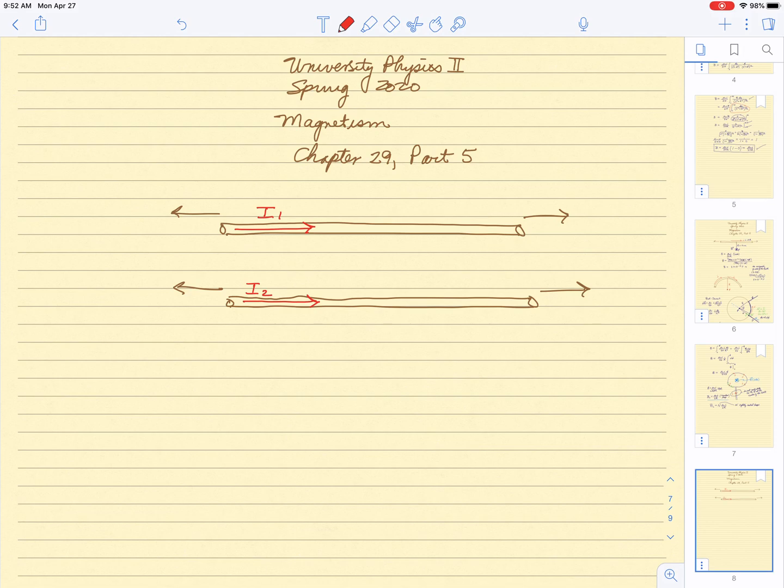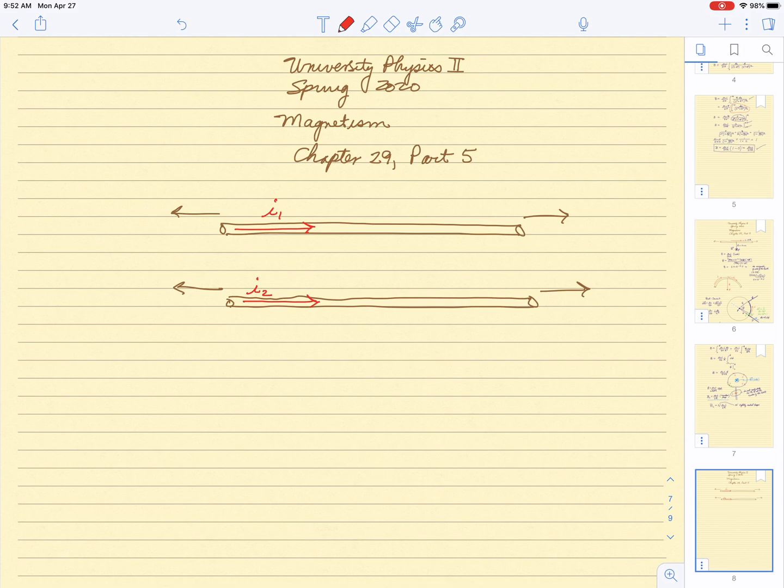Okay. And you know what? I'll use lowercase. Been staying with lowercase so far. So i1, i2. And we're going to be saying that those currents are in the same direction. The other problem would be to have two wires where the currents are actually going in opposite directions, but remaining parallel to each other, or in that case, anti-parallel.